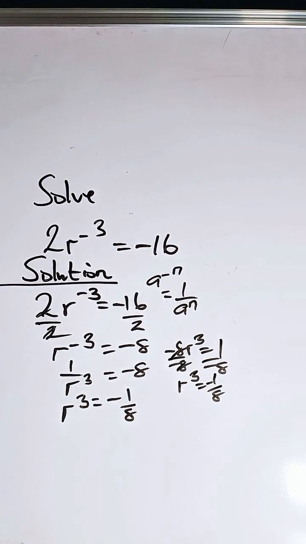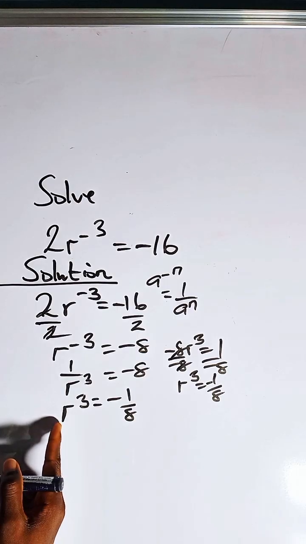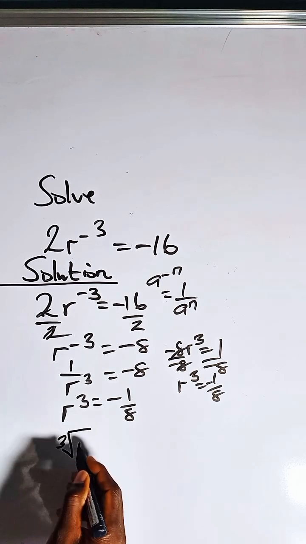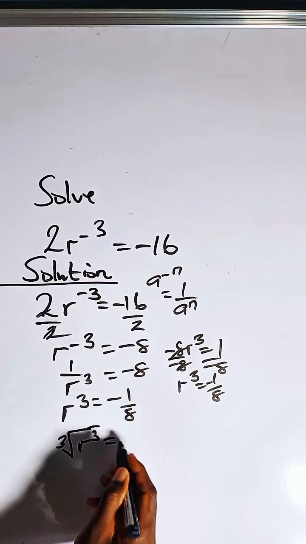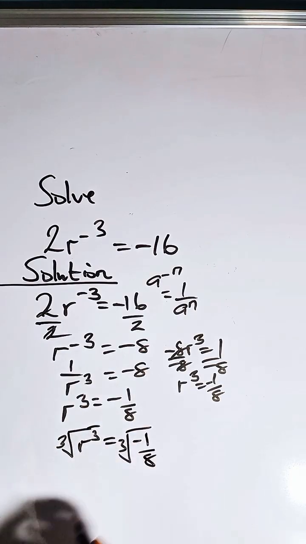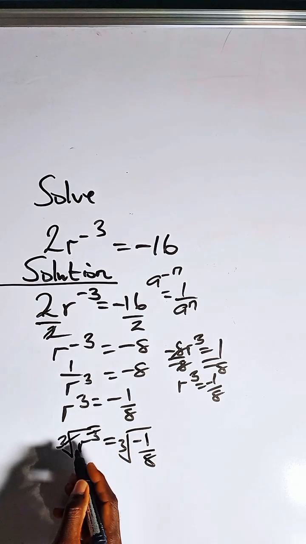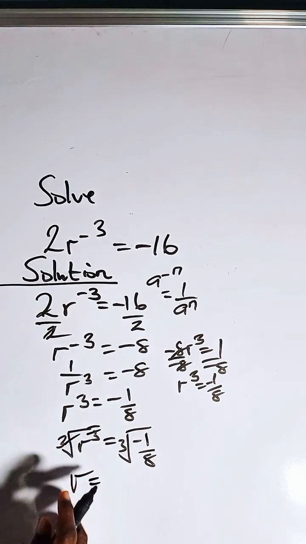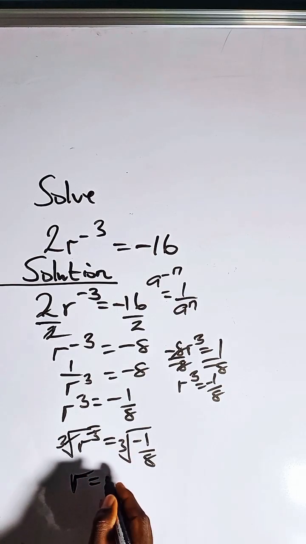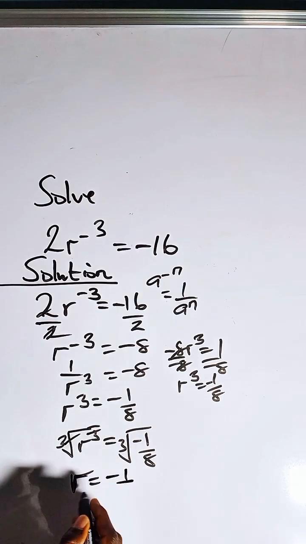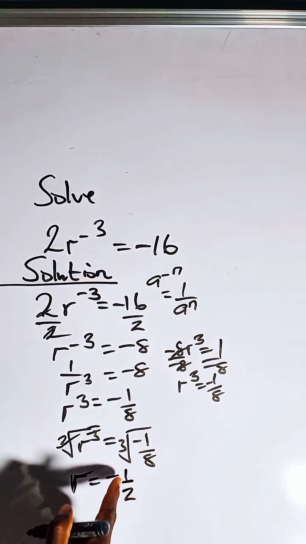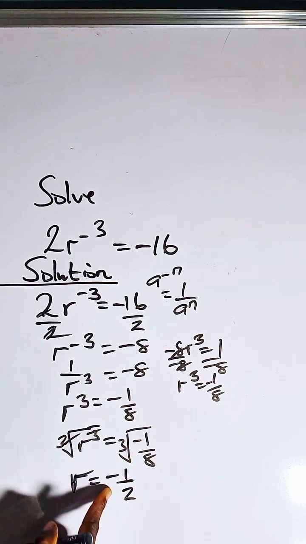So what do we do from here? The next thing we do is take the cube roots of both sides. We have the cube root of r raised to power 3 equals the cube root of minus 1 over 8. So we have our r. The cube root of minus 1 is minus 1, and the cube root of 8 is 2, since multiplying 2 in 3 places gives 8, and minus 1 multiplied by itself in 3 places gives minus 1.